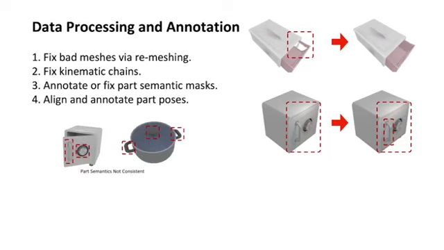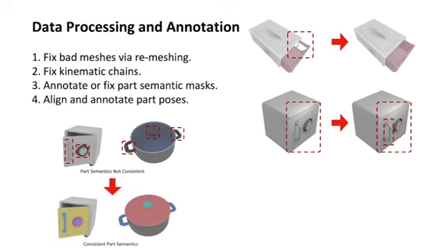Thirdly, we find that the original data didn't come with consistent part labels, so we annotate all the part semantic labels for AKB48 objects, and fix many labels for PartNet Mobility objects according to our definitions, to ensure our part labels are consistent across object categories.